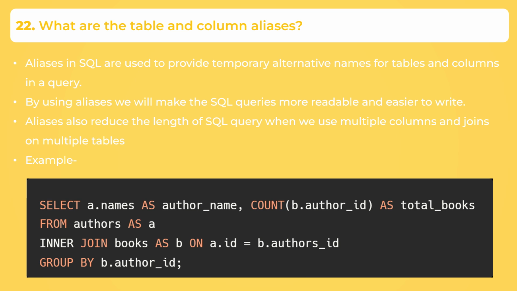Select a.name as author_name, count(b.author_id) as total_books from authors as a inner join books as b on a.id equal to b.author_id group by b.author_id. In this case, we are applying the column aliases called author_name and total_books, and the table aliases called a and b.